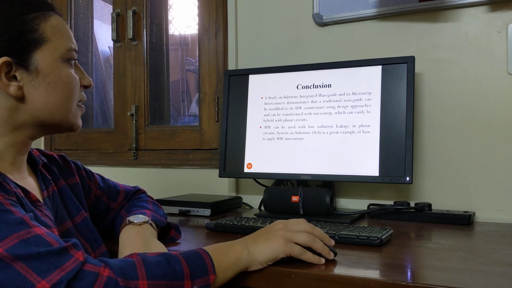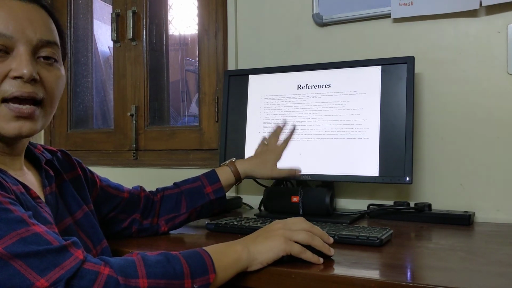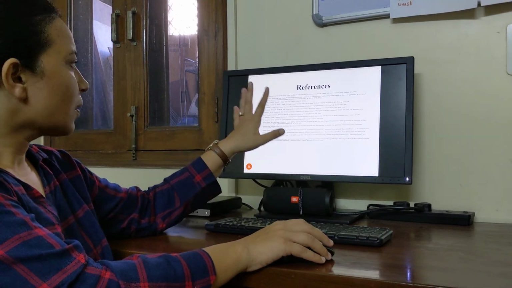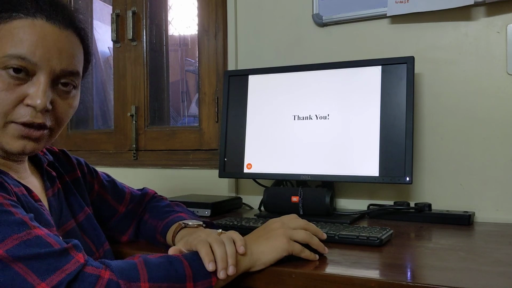System on substrate is a great example of how to apply SIW innovations, and these are the references given in my paper. Thank you very much.